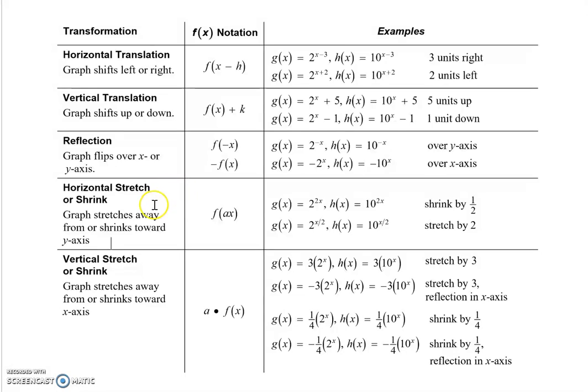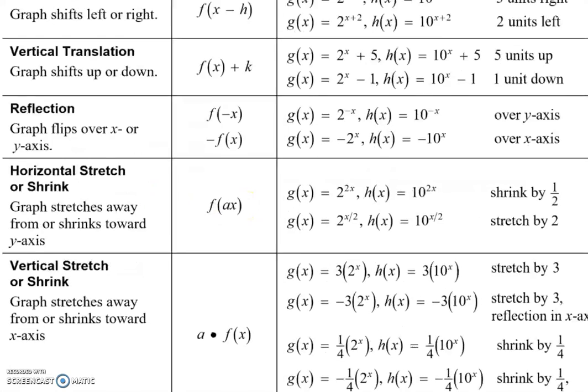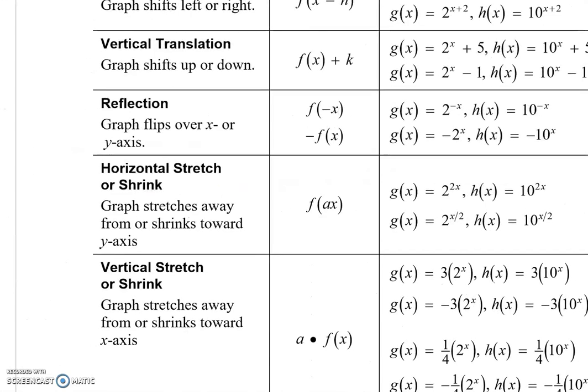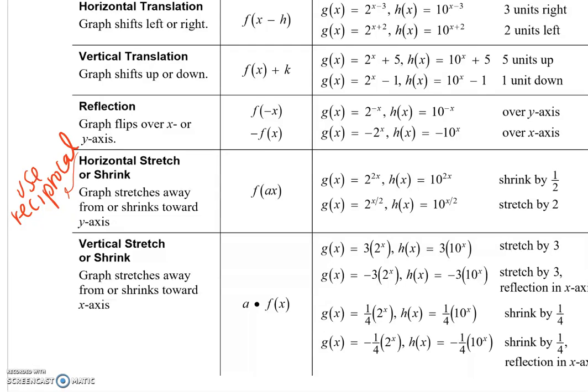Horizontal shrink or stretch. I want you to remember that you're going to have to use the reciprocal. So if they tell you shrink by 1/2, you're going to use a 2. If they tell you stretch by 2, you're going to use 1/2. So remember to use the reciprocal. And you're multiplying to the x. Vertical shrink or stretch, we are multiplying to the whole function.